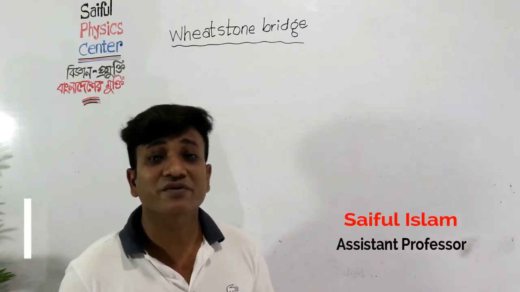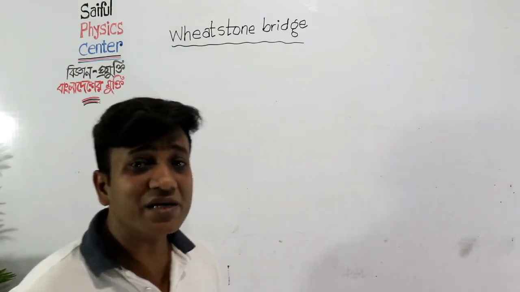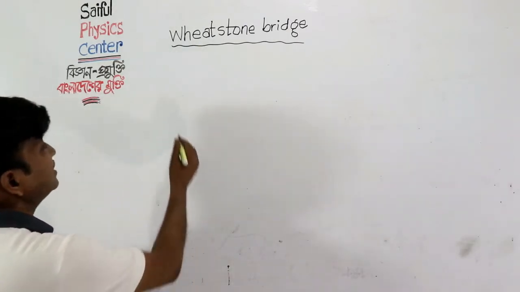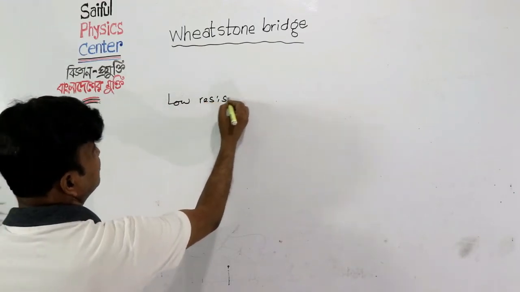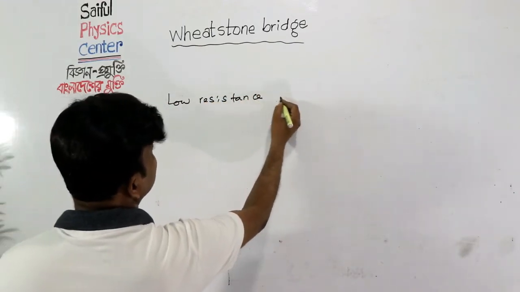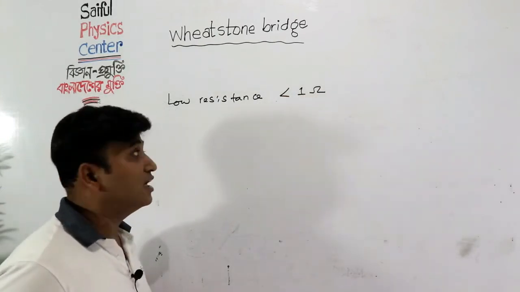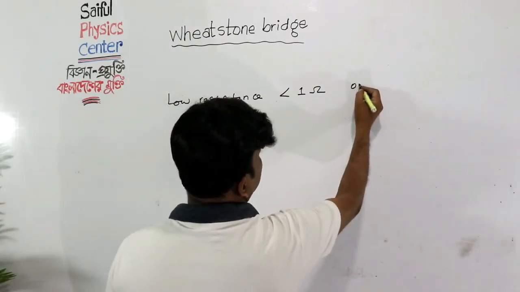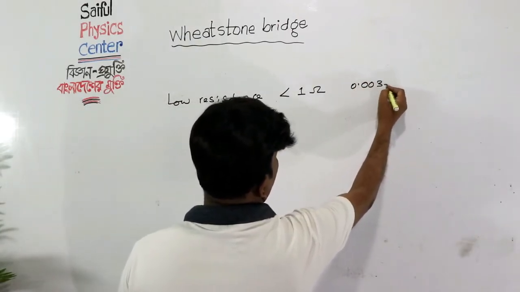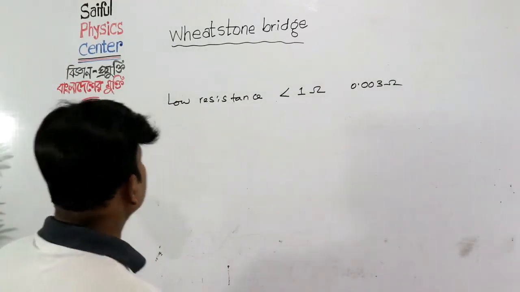According to range, resistance is of three types. The first one is low resistance. When the resistance of a conductor is less than 1 ohm, that is called low resistance, such as 0.003 ohm. It is low resistance because it is less than 1 ohm.